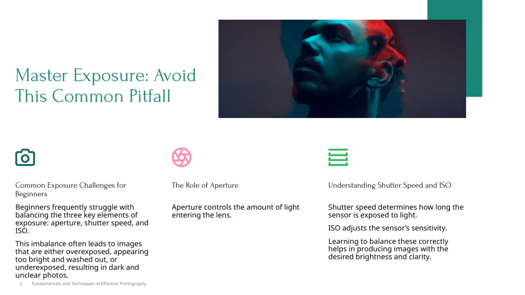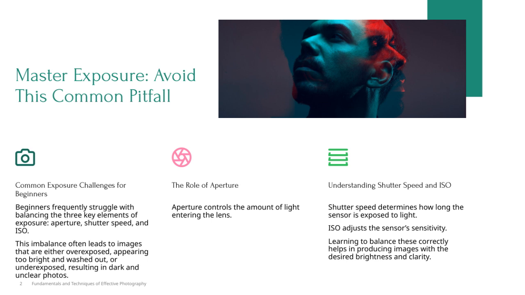One of the biggest challenges beginners face with exposure is finding the right balance between aperture, shutter speed, and ISO. When these elements aren't properly adjusted, photos can end up overexposed, too bright and washed out, or underexposed, which makes them dark and unclear. Starting with aperture, it controls how much light actually enters the lens, so it has a big impact on your image brightness.